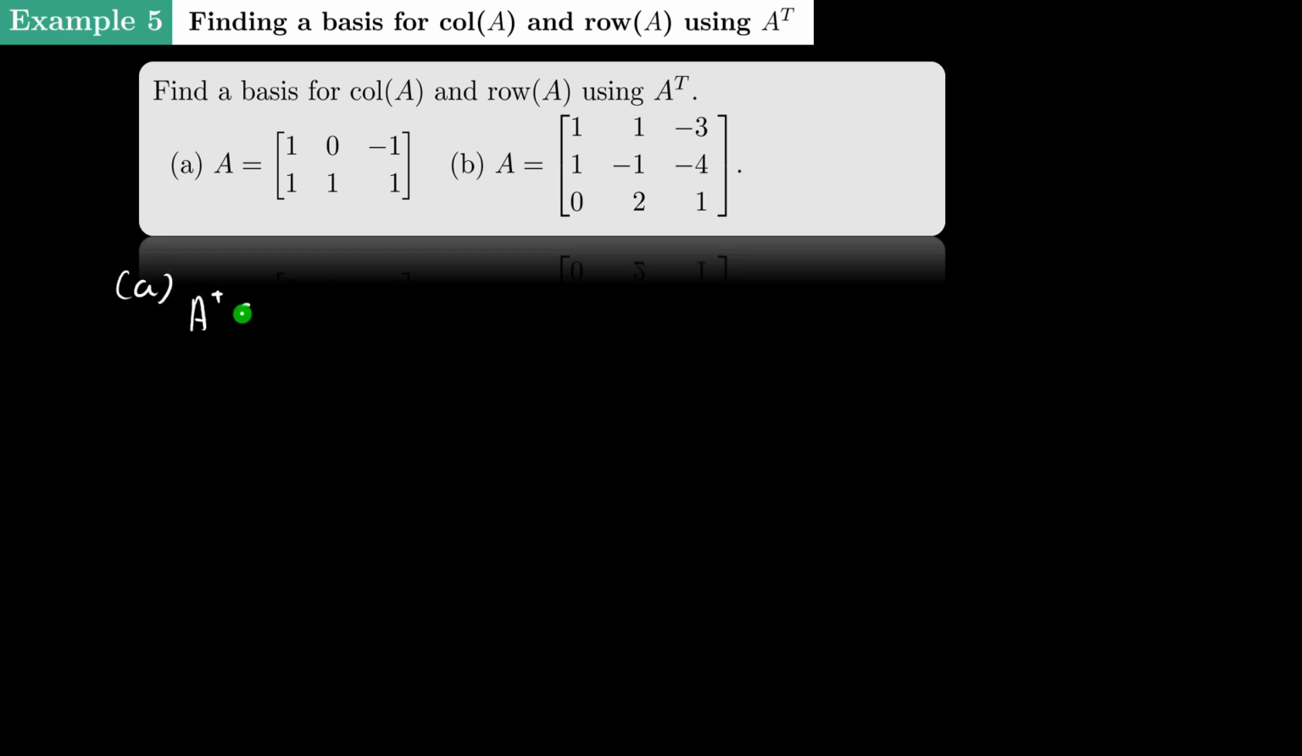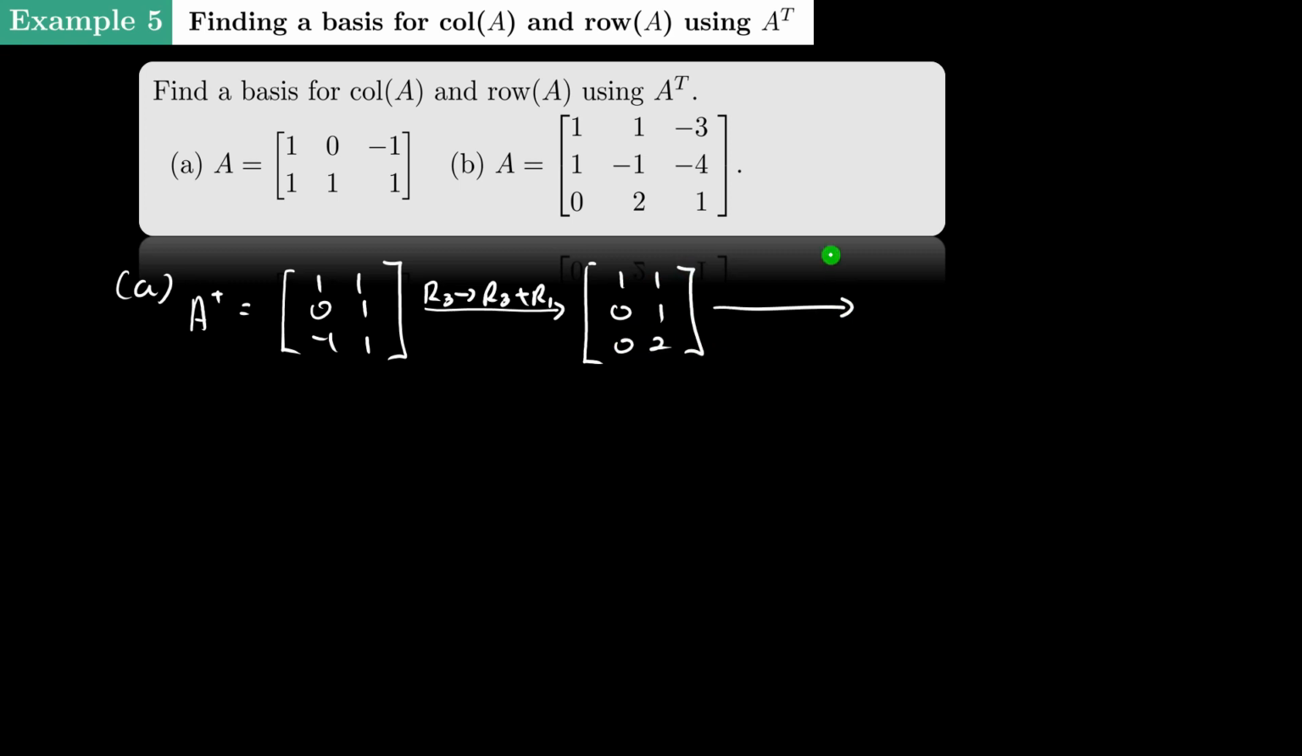The A transpose will be equal to 1, 1, 0, 1, minus 1, 1. And this can be further reduced to row 3 becomes row 3 plus row 1. That's to get rid of this term here. 1, 1, 0, 1, 0, 2. And then a further operation on this: row 3 becomes row 3 minus 2 times row 2. That would give us the row echelon form 1, 1, 0, 1, 0, 0.